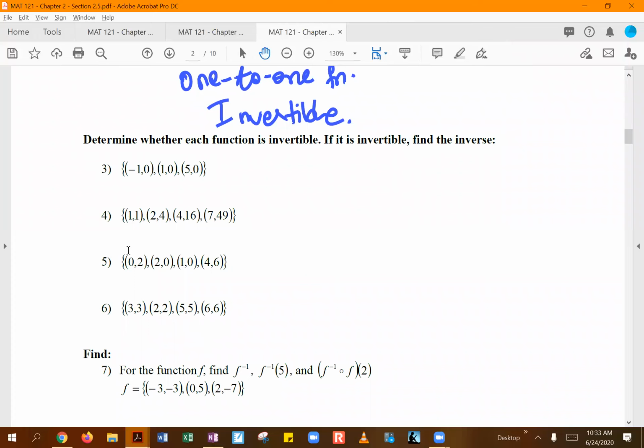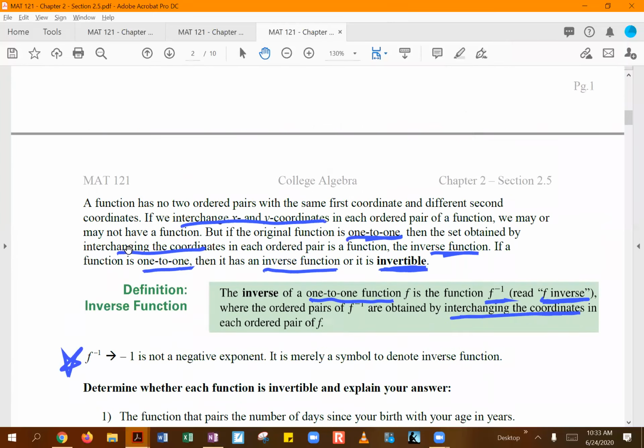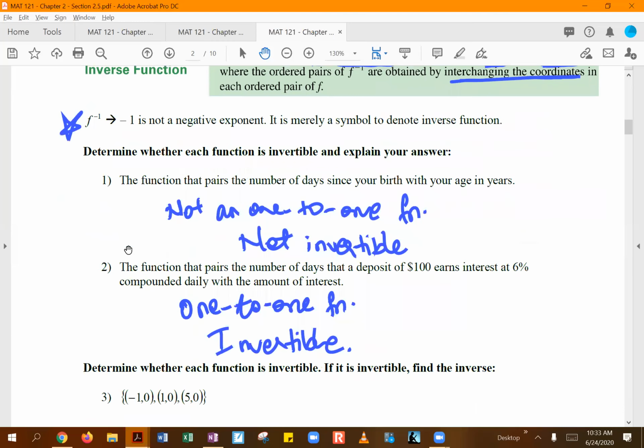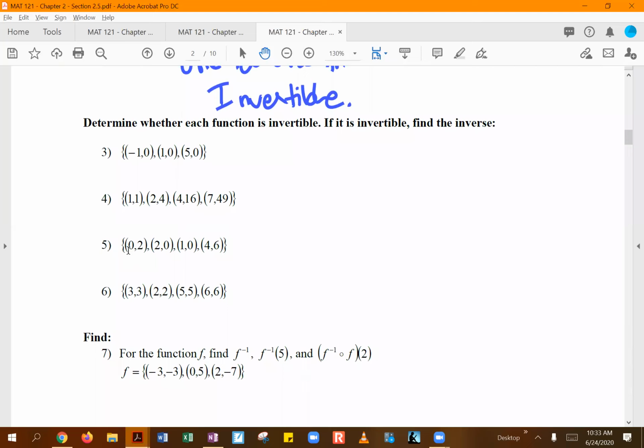Okay, so before we get into example 3, remember what they told us about the one-to-one functions. For the same second coordinate, or y coordinate, you cannot have different x. So for the same y value, we cannot have two different x values. So looking at that, what can you tell me about number 3? Is it invertible or is it not invertible?